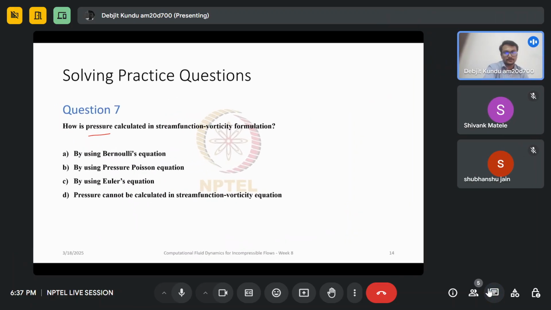Okay, we have two quick responses in favor of option D. The pressure cannot be calculated, even if I needed it. Let's take a look at the solution. It's actually by using pressure Poisson equation. So let's say you have found the solution for omega and psi. Then you are asked to calculate the pressure. It's not that you can't calculate, there is a way.